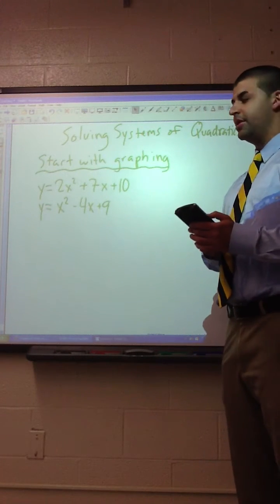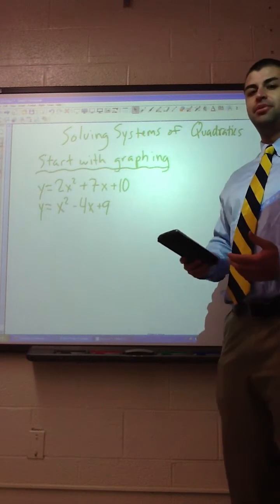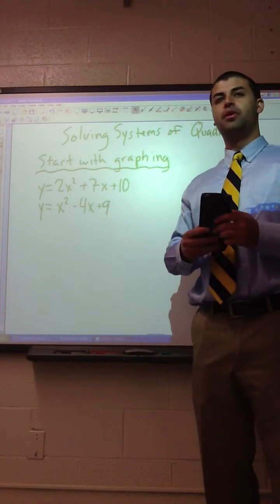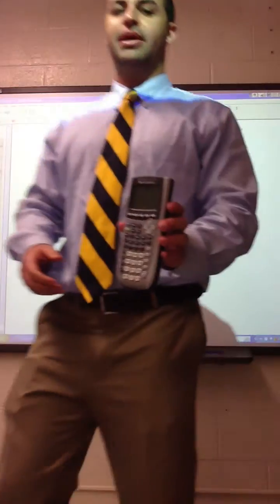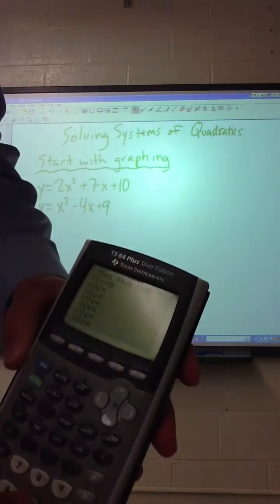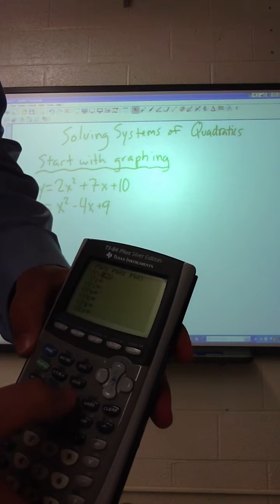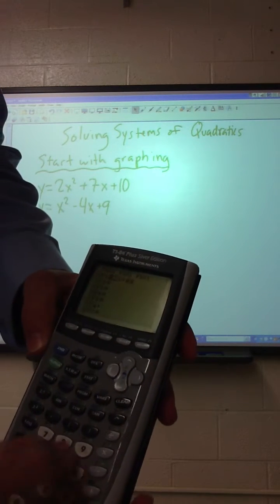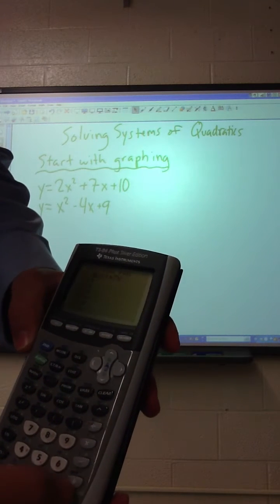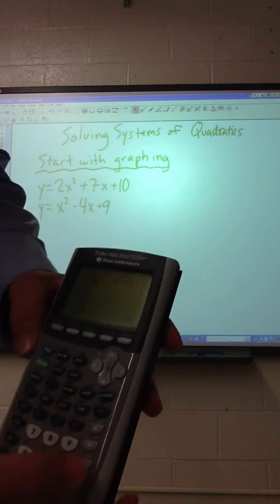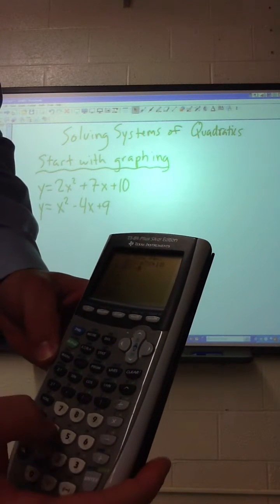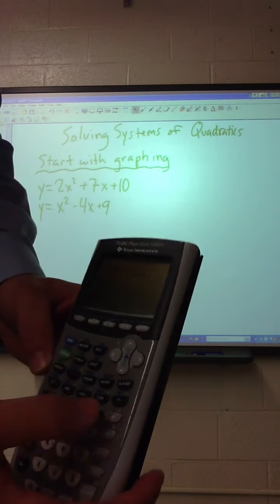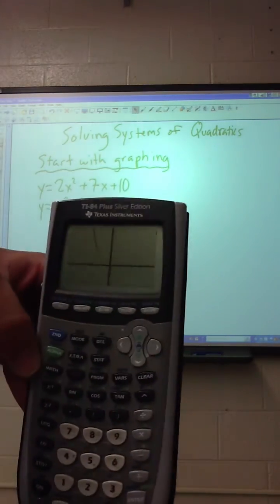I'm giving you two quadratic equations, and if we're going to do this by graphing, you have two options. You can either do it by hand or on the calculator. Probably going to learn the calculator first and use that most in class, so let's try that. Go back to our calculator, put it into y equals, say 2x squared plus 7x plus 10 for y1, and for y2 we can say x squared minus 4x plus 9. We just hit graph. So let's see our two equations.